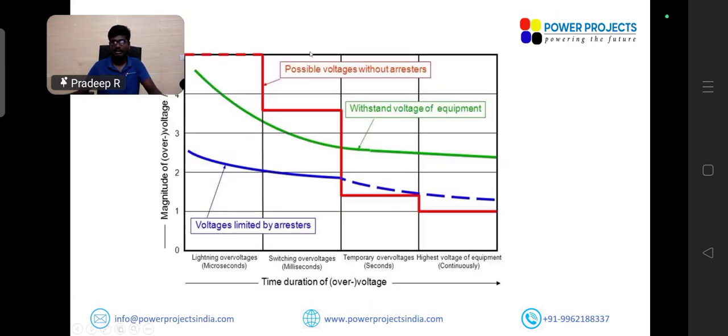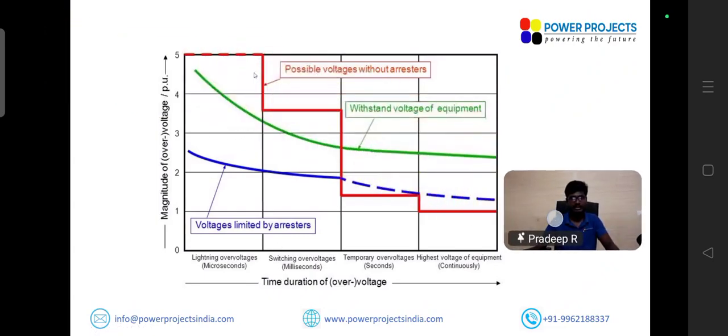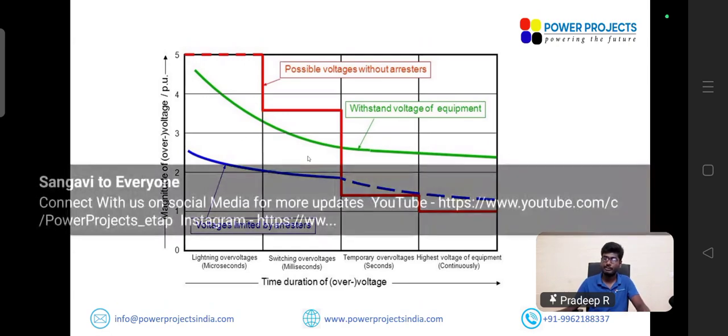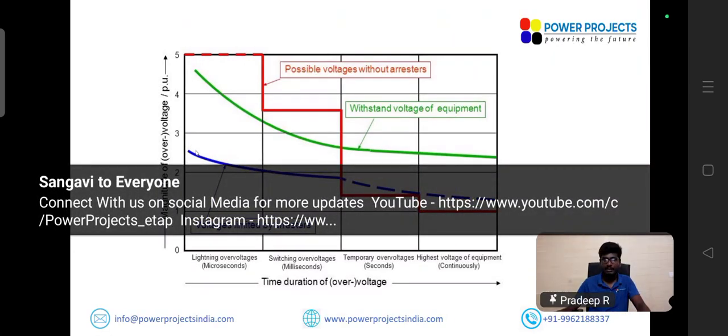Right? This is the other representation of the waveform. See here, the red one represents the possible voltages without arresters. The green one is in the nominal range of the external voltage of the equipment. Finally, the blue one is the voltage limited by arresters.